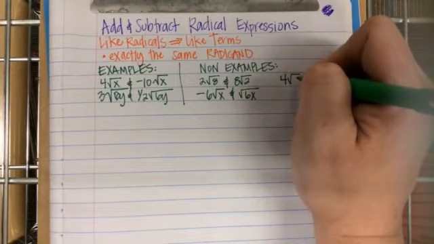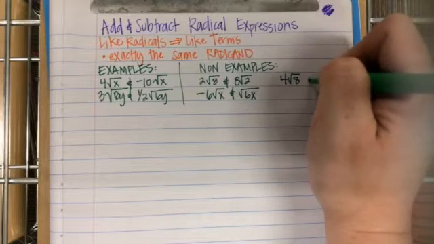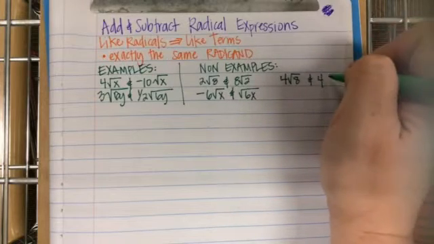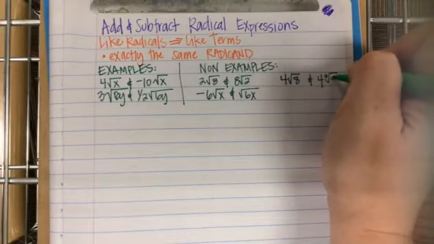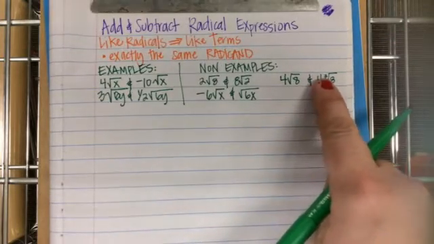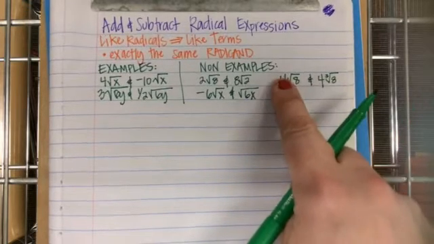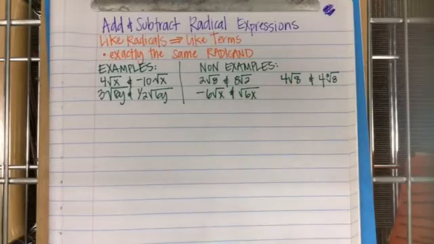4 radical 8 and 4 cube root 8, right? Those are different, mainly because this radical has an index of 2, and this one has an index of 3. We're not going to put them together, to make it a little bit easier on ourselves. They'd stay separate.